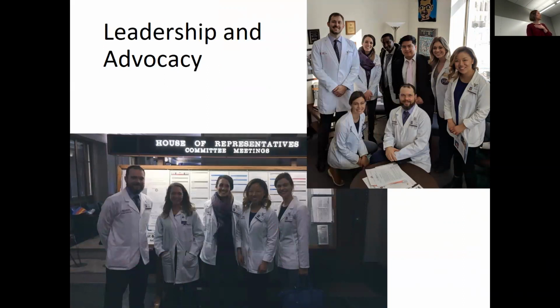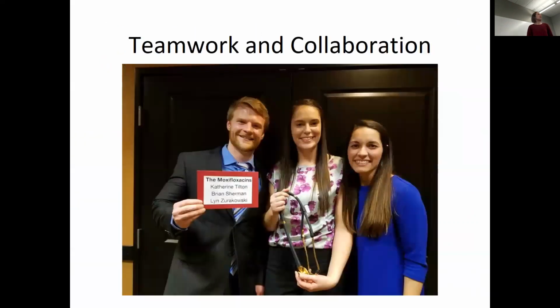This is our students taking a role on PA Day on the Hill, learning to talk to legislators and other leaders about healthcare policies that affect their patients and their future profession. And finally, how do we continue to develop teamwork and collaboration? Not only do we do this in the classroom, but this is another activity that our students participate in every year, the Medical Challenge Bowl, in which they compete against other PA programs. And we were the champions this year.